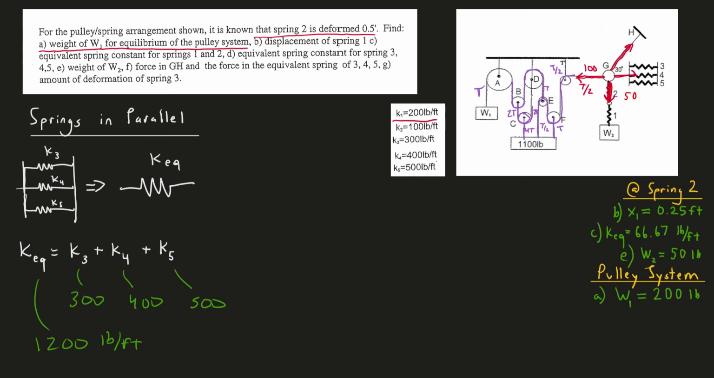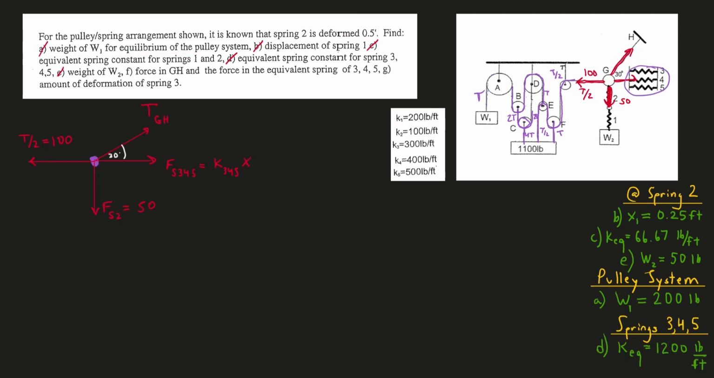So let's simplify our free body diagram here. So here's our simplified free body diagram. Our only unknowns are this TGH here and the X, the stretch of that equivalent spring system. We know that the stiffness is 1,200. So we can write out the sum forces Y and sum forces X equations for this system. We only have two unknowns. And we'll be able to calculate some answers here, TGH and X.